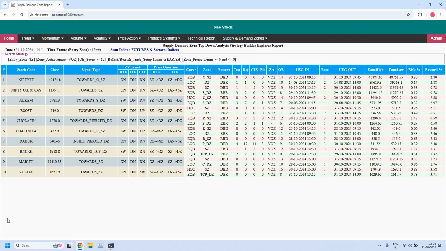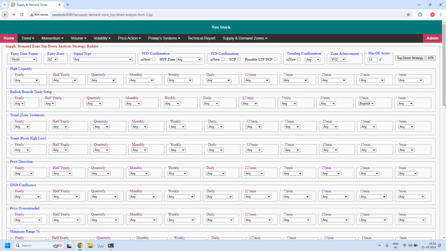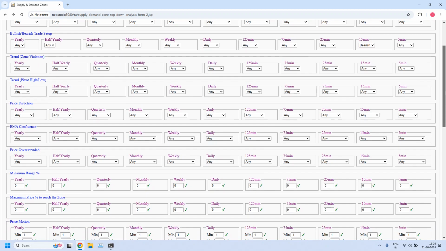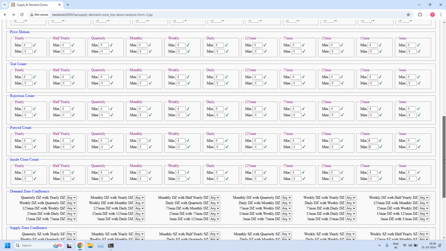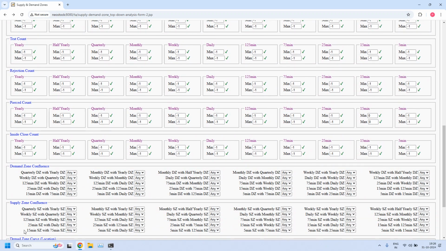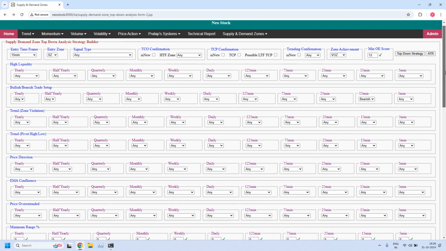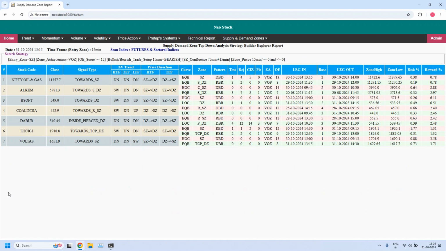That is entry time frame and entry zone are 15 minutes supply zones. So among these 10 15-minute supply zones, there could be few high probability supported zones available. To check the high probability supported stocks, first let us look into the LTF and ITF based supply zone confluence. So in the 15 minute supply zone with 75 minute supply zone confluence, I am enabling that filter. With this filter, out of those 10 stocks, we got 7 stocks.